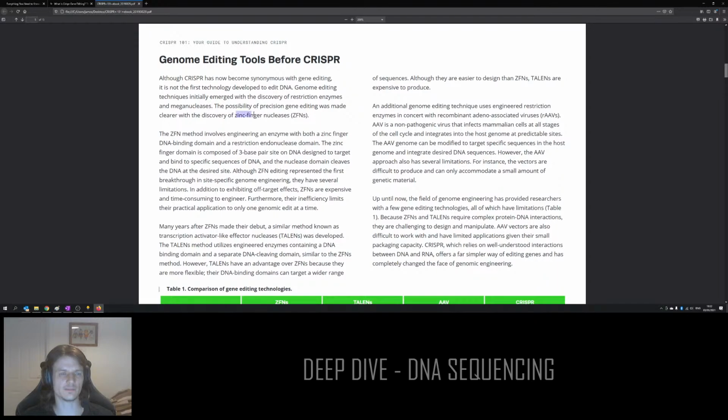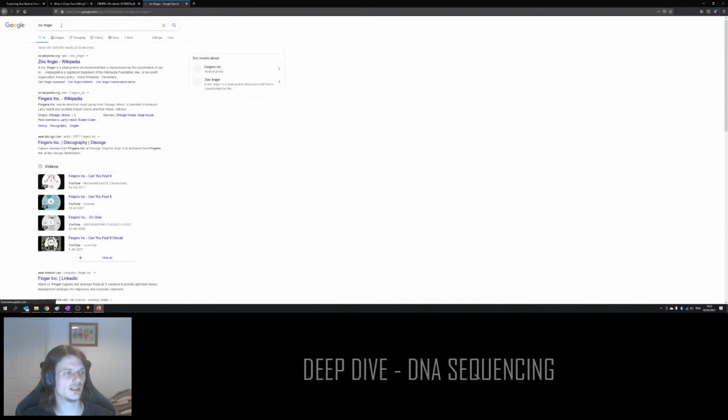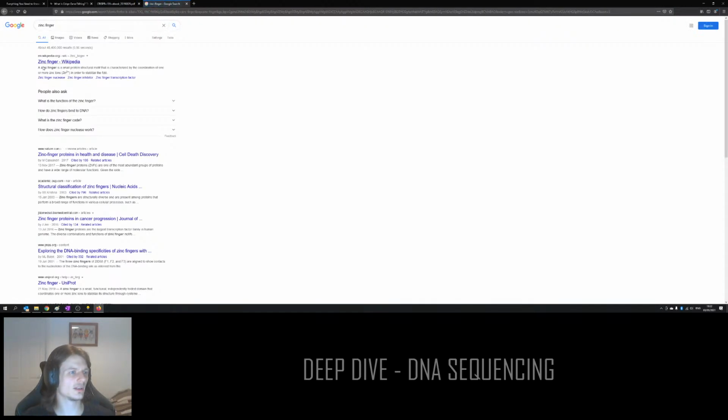Zinc finger. That's interesting. I think I've seen this or heard of this before. Not ink finger. A small protein structural motif that is characterized by the coordination of one or more zinc ions in order to stabilize the fold. So Zn2+.